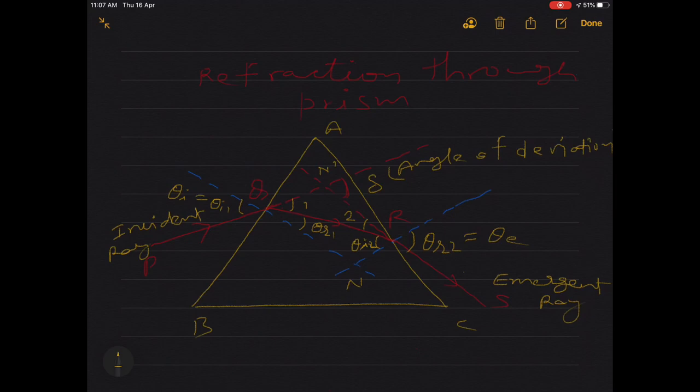If you compare this with the glass slab, the major difference between the two refractions is that in the glass slab both the incident ray and emergent ray were parallel to each other, but in the case of a glass prism these two rays are intersecting and making some angle. This is known as the angle of deviation. Now we will establish a relation between these angles. For the purpose we will follow the geometry of this diagram.